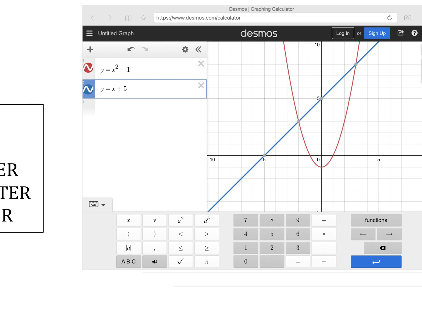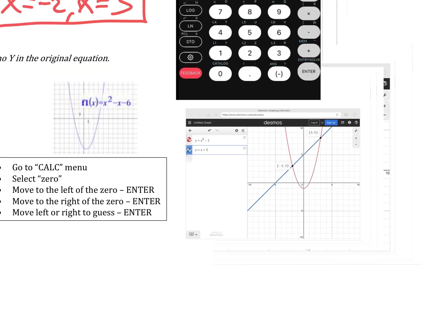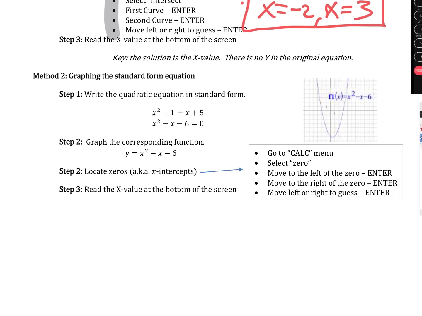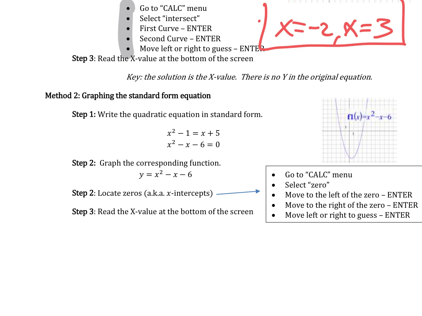Now all we've got to do is click on the points on the computer or on your app, and there's one at -2, 3, and there's another at 3, 8. All right, so that's pretty handy. Don't have to go through all those steps, just click on it. That's really nice. However, you've got to use your graphing calculator on the test, so we want to be able to know how to use that too.